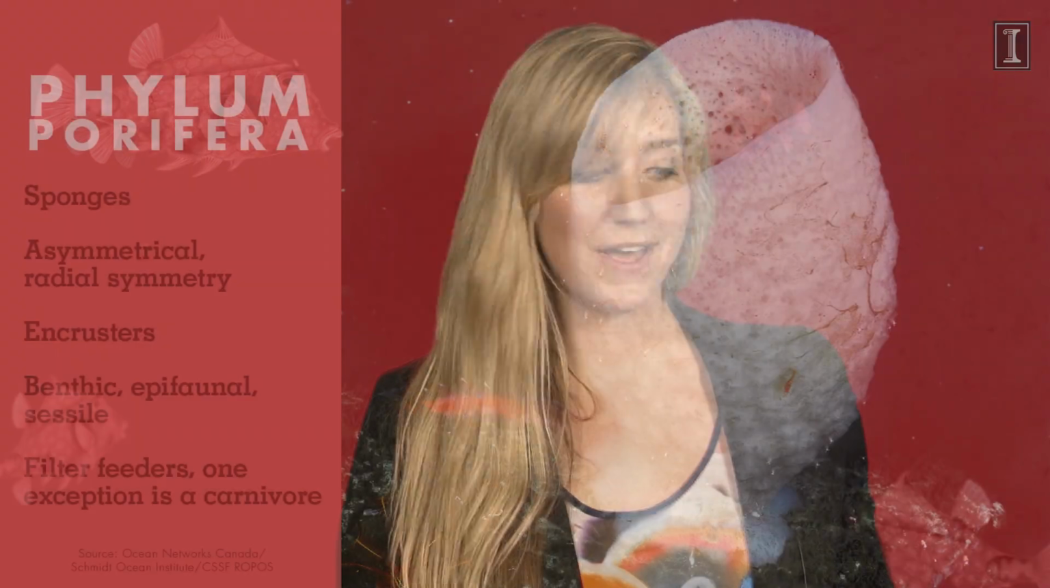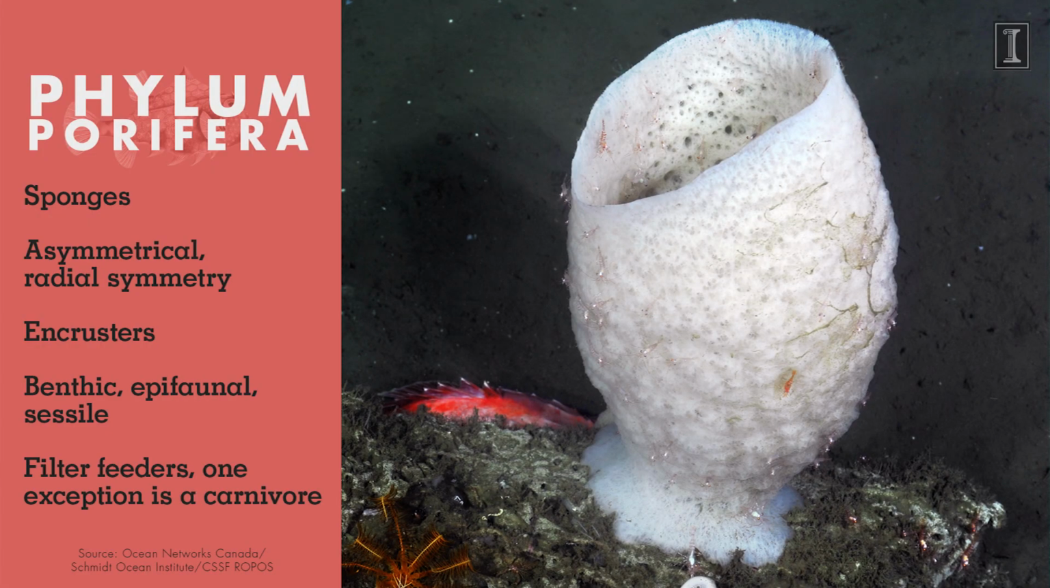So we're going to start with a very basic organism in the phylum Porifera. You may recognize Porifera as sponges. Again, most of these will be marine organisms. These organisms are asymmetrical. Some of them can be radial.